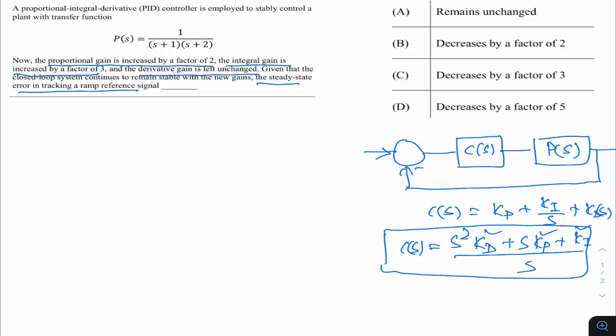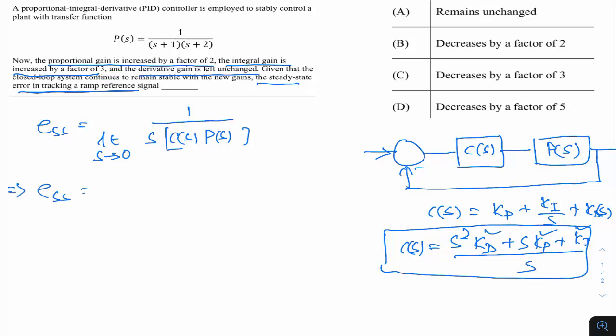So first, let us try to get a generalized expression of this steady state error. What kind of signal is given here? The ramp signal, right? If it is a ramp signal, the steady state error is given by A divided by the velocity error constant, which is limit S tends to 0 of S into C of S into P of S. This is the open loop transfer function. And A is 1 here, because by default we take the unit ramp case. So this is the corresponding formula to calculate ESS.